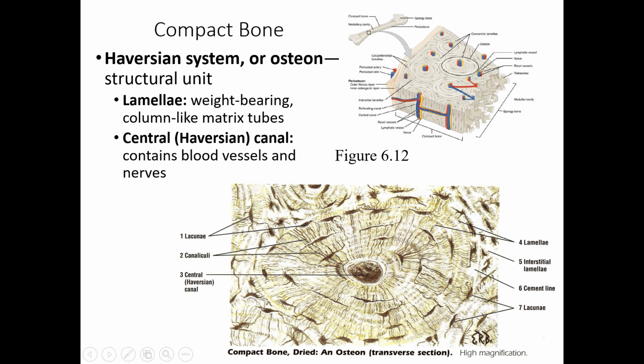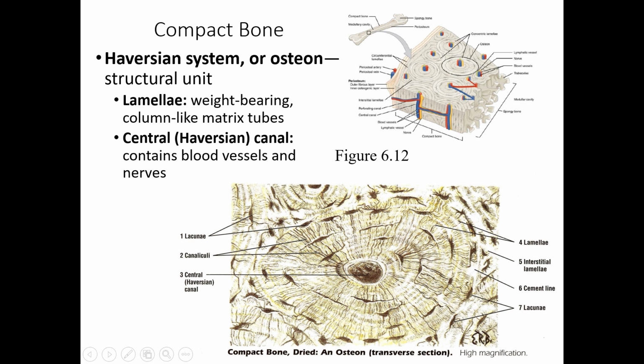Okay, now we need to learn the structure of the compact bone, the dense compact bone. If we cut through the compact bone, you will see that inside there are a lot of cylinders. They are not just circles, they continue down, they look like a bundle of pencils. So cylinders, and each of them is called an osteon. Osteons are structural units of a compact bone.